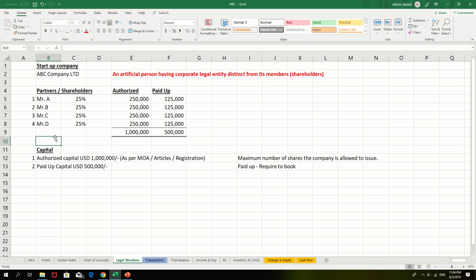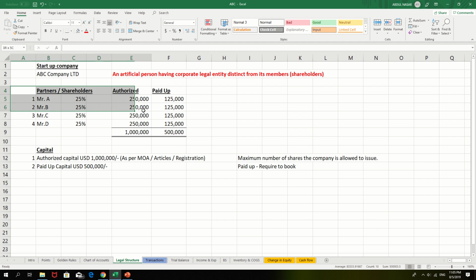Now here there are four partners, A, B, C, and D. Their shareholding percentage is 25% each as per the memorandum, and these are the authorized capital and these are the paid up capital. You already know what is authorized and what is paid up. Authorized is the official, written legal capital, the maximum capital written in the MOA or articles of the company. So this is not paid. This capital of 250k each, meaning 1 million US dollars, is not yet paid by the partners. Whatever they have paid is paid up capital. They have paid 125,000 each, totaling 500k to run the business.